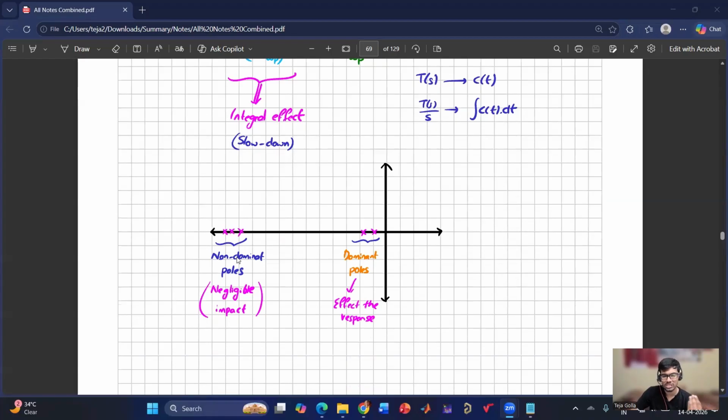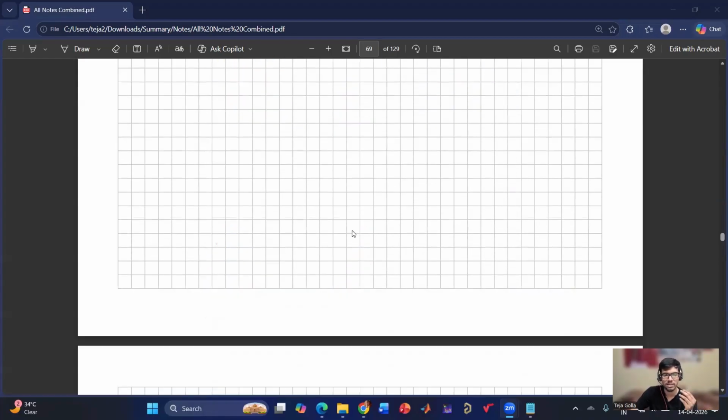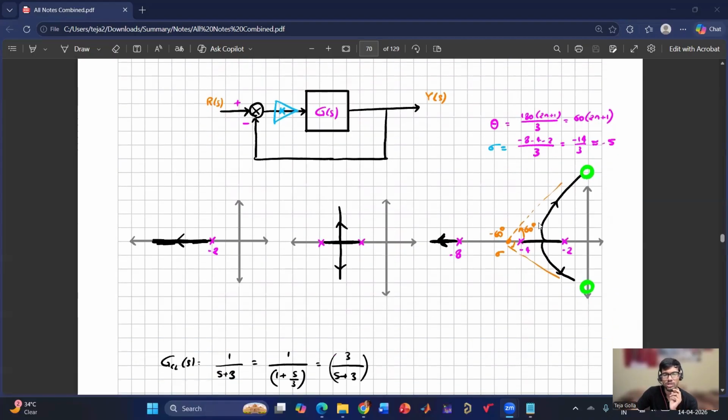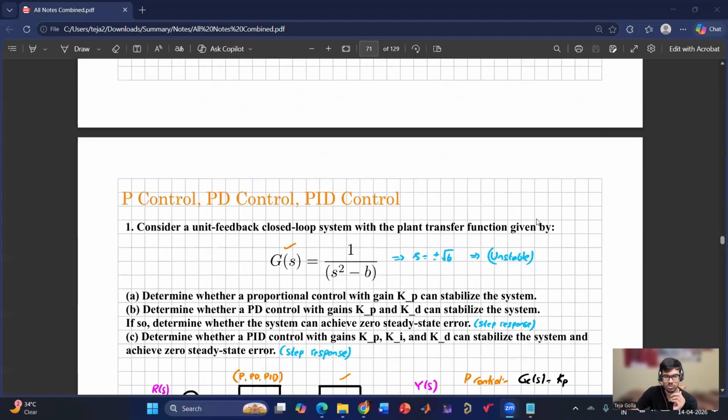Any pole or zero that is far away from the imaginary axis will have negligible impact. So that we have seen using a couple of problems. Here we have added more poles to the open loop transfer function, and we have seen how the root locus is changing, and we have also seen the transient response. I showed the MATLAB code for the same, and the codes are again uploaded to the drive.